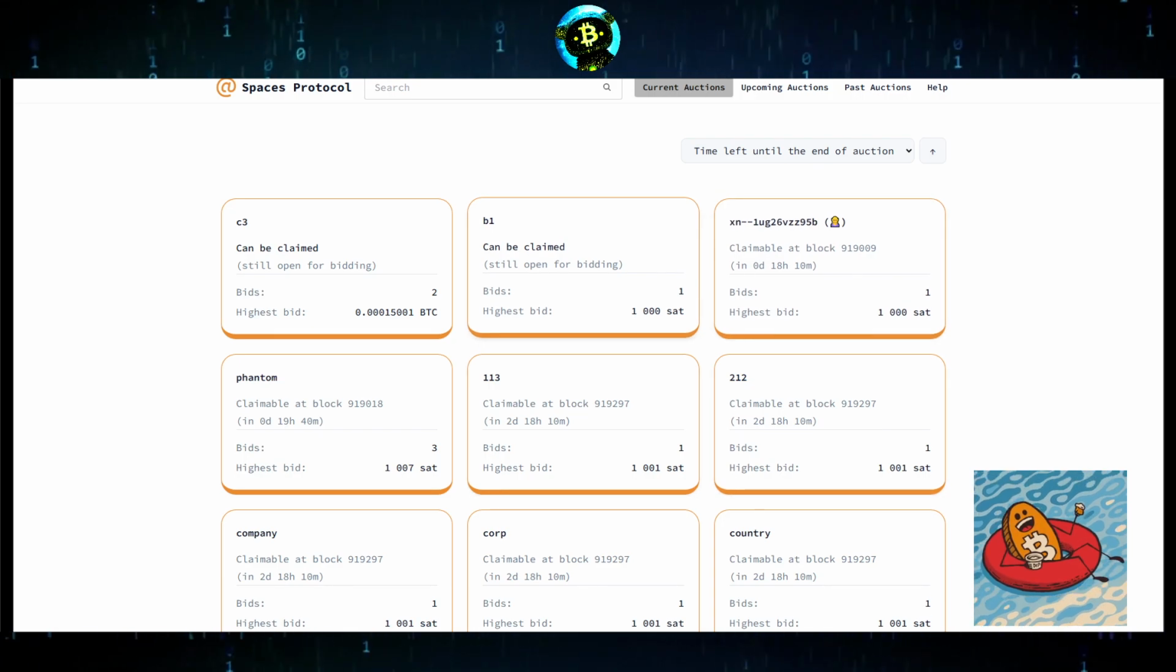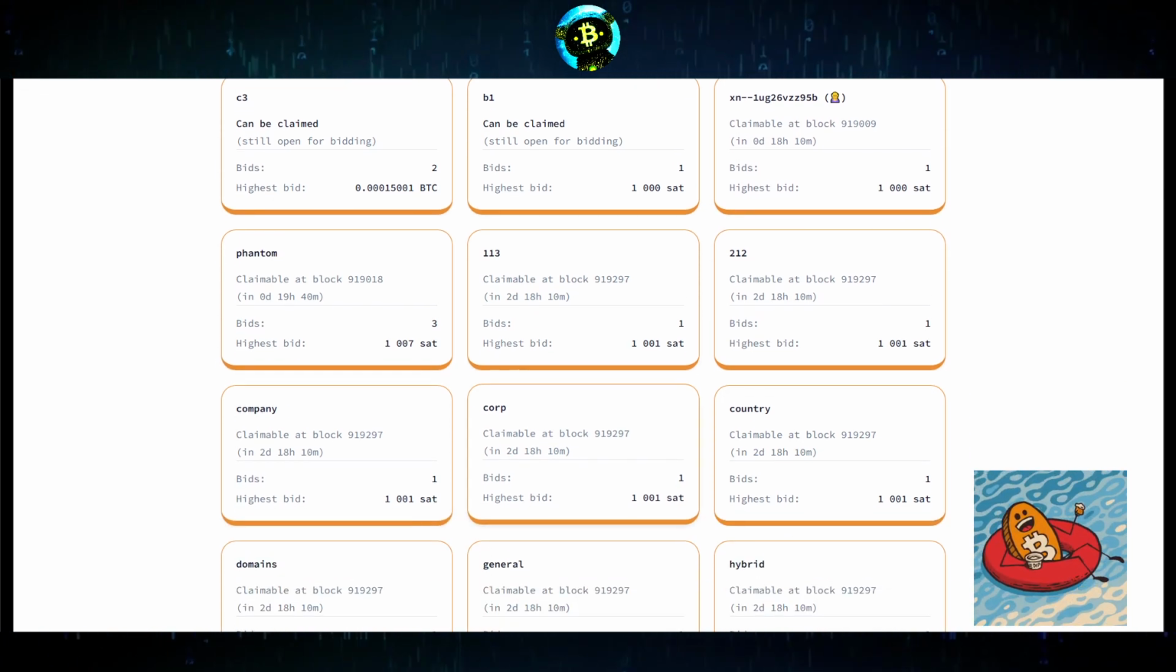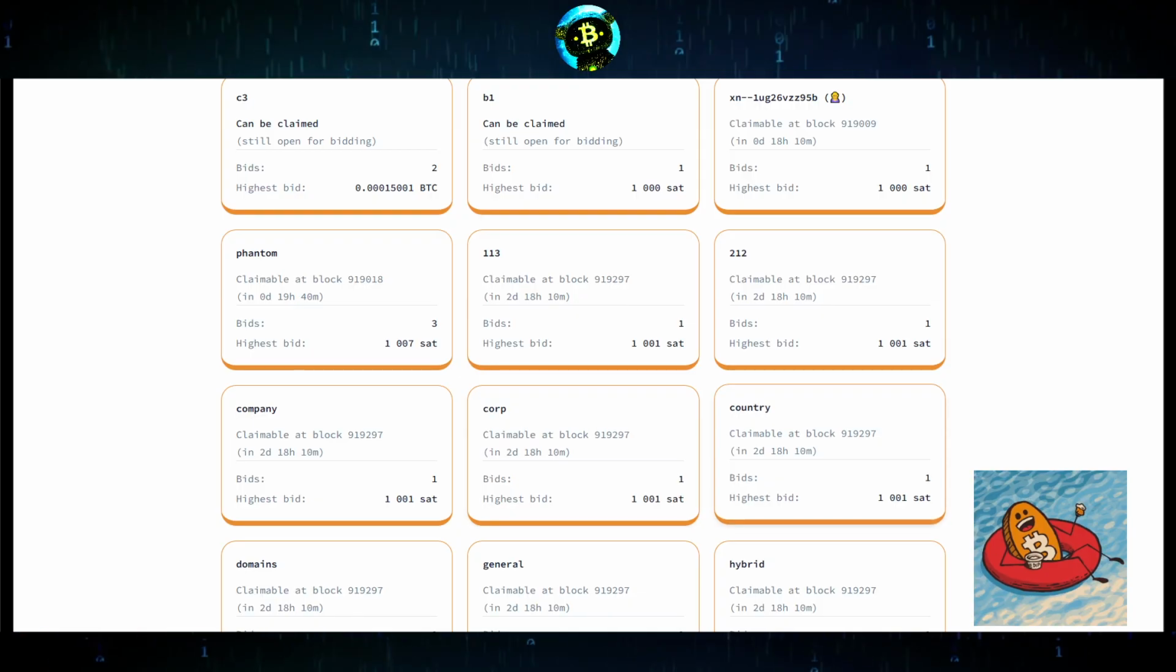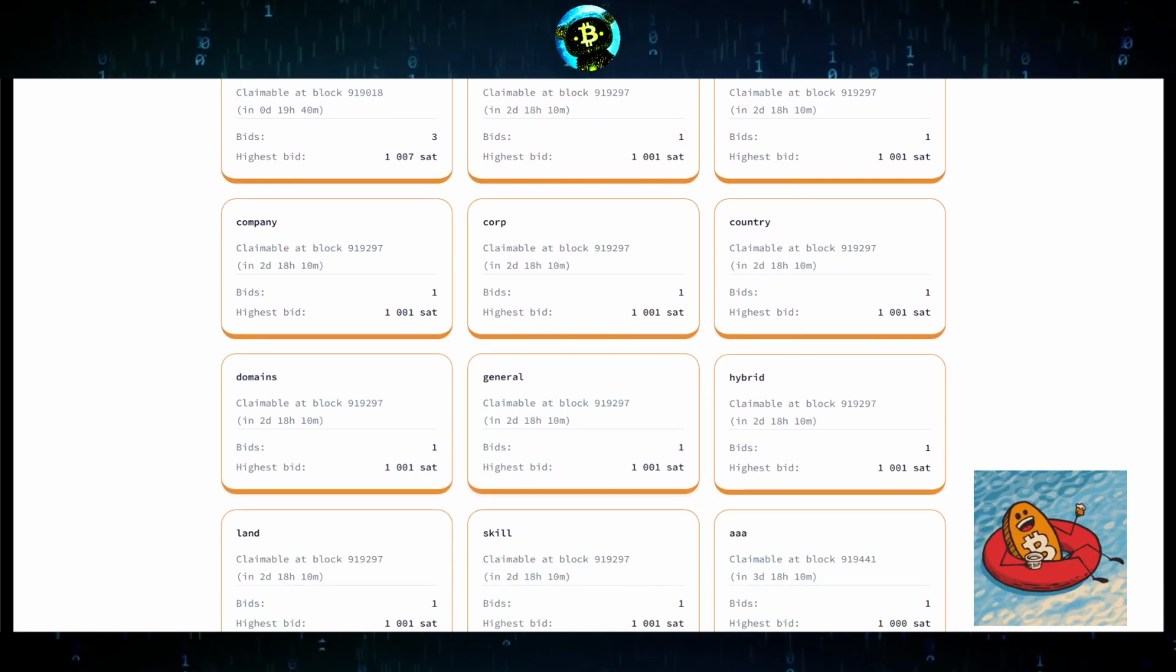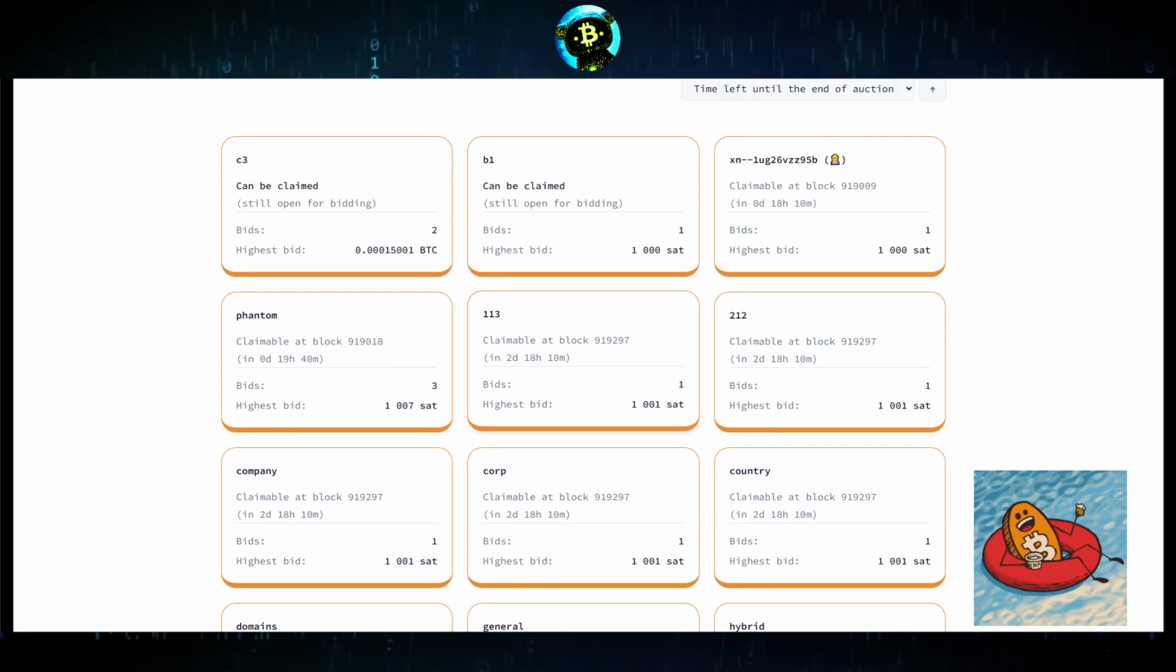113, 212, they're not terrible either. Should we just bid on those? Company Corp. General, that's not bid. Let's just bid on a couple of these. 113 and 212.